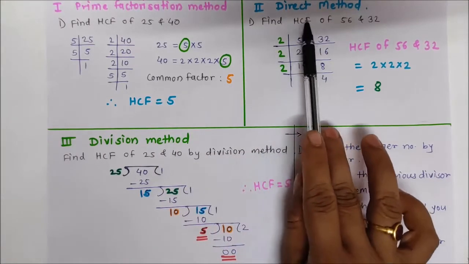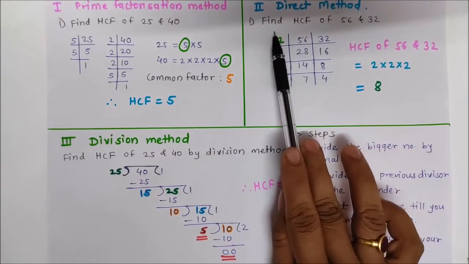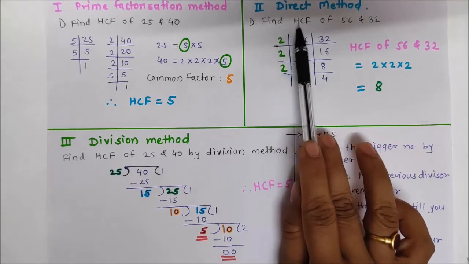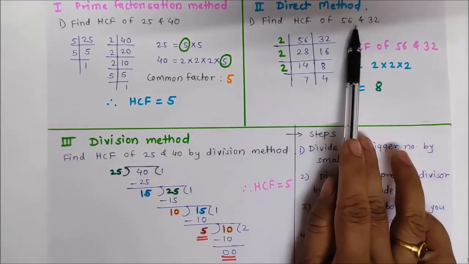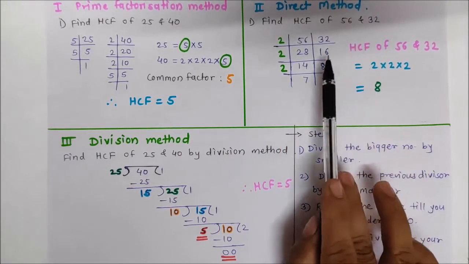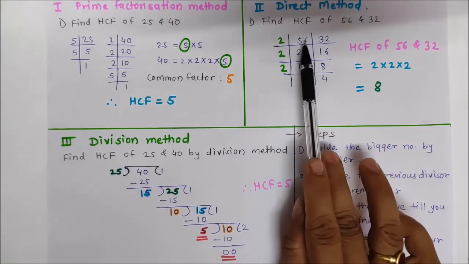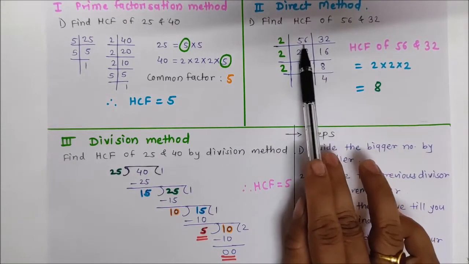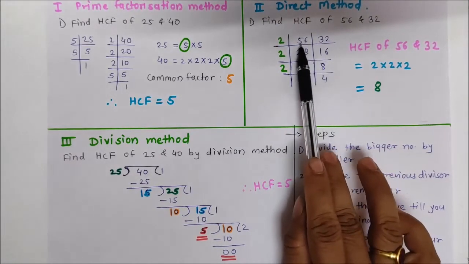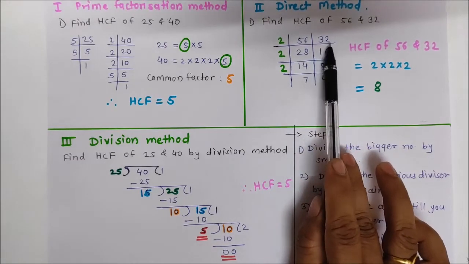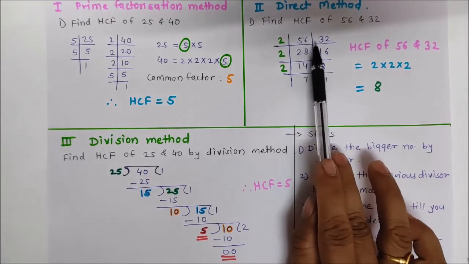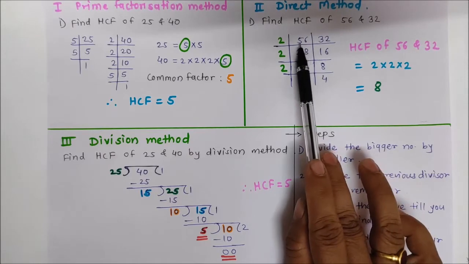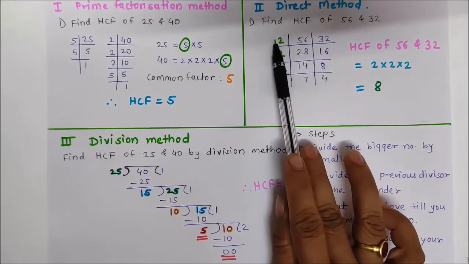Second method is the direct method. Here one example is there. Find HCF of 56 and 32. In this direct method, first we have to write both numbers at a time. Here 56 and 32, both numbers are even numbers. That's why the numbers are divisible by 2.